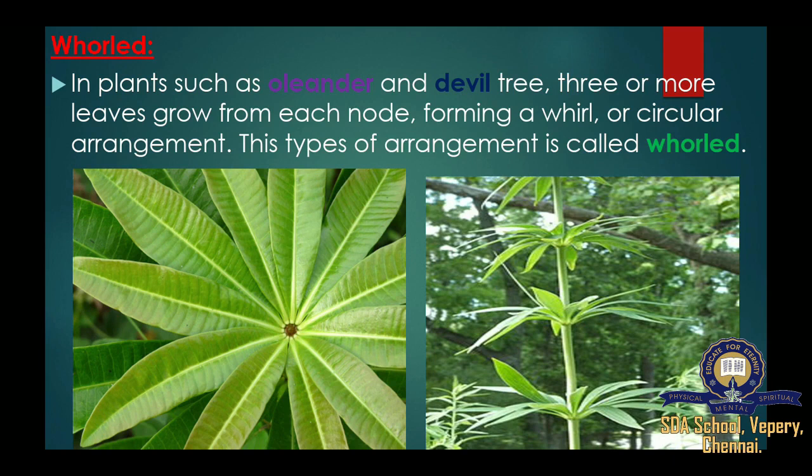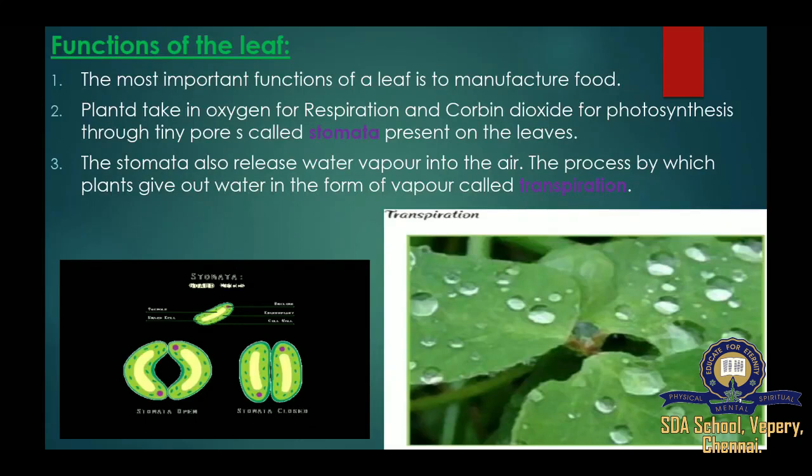And the third one, in plants such as oleander and devil tree, three or more leaves grow from each node, forming a whorl or circular arrangement. This type of arrangement is called whorled. Next, we will discuss the functions of leaf.